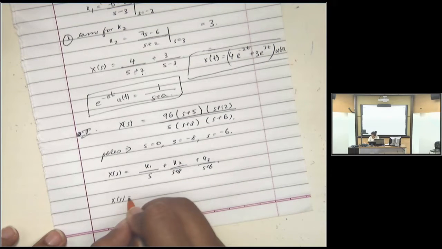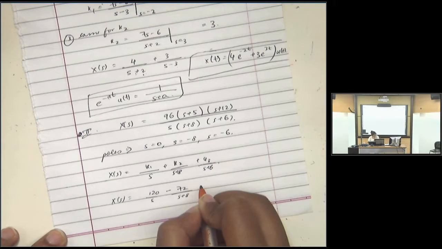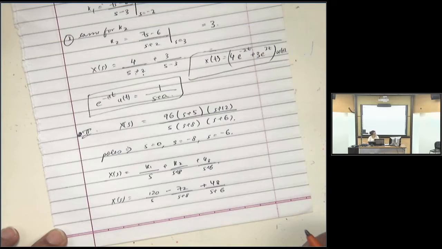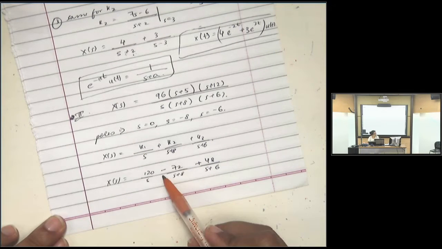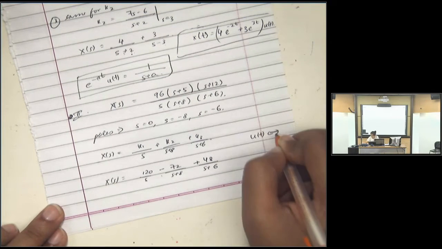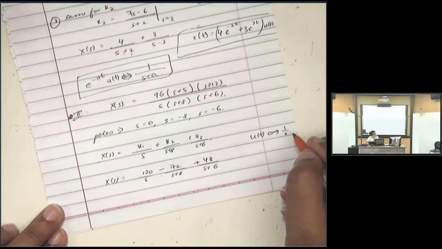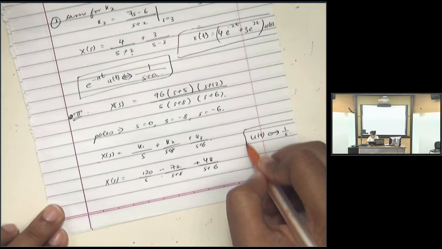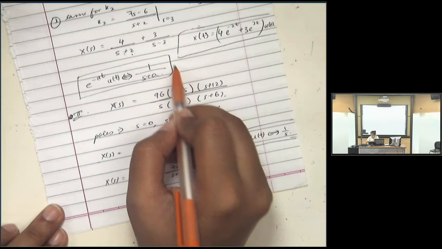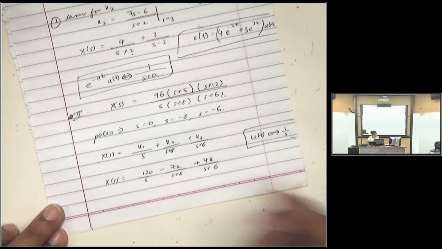So X(s) will then be 120 over s minus 72 over s plus 8 plus 48 over s plus 6. Then again we will use the standard formula. The Laplace transform of u(t) is 1 over s. All of these formulas that I'm using are from the standard transform pair table, so you will have access to this.